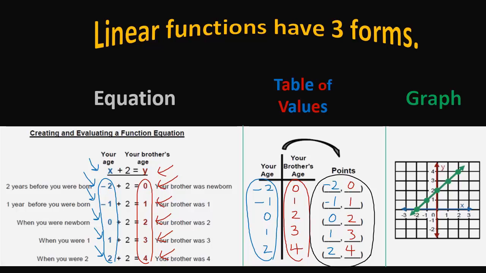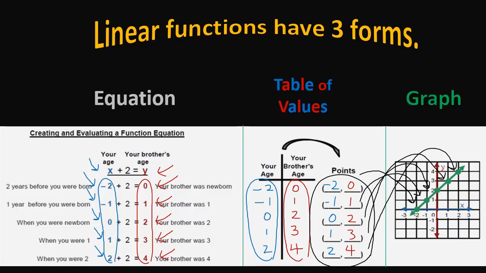As we graph, we see that this is point -2, 0. This is point -1, 1. This is point 0, 2, point 1, 3, and point 2, 4. When we connect all of the points, we see a straight line.